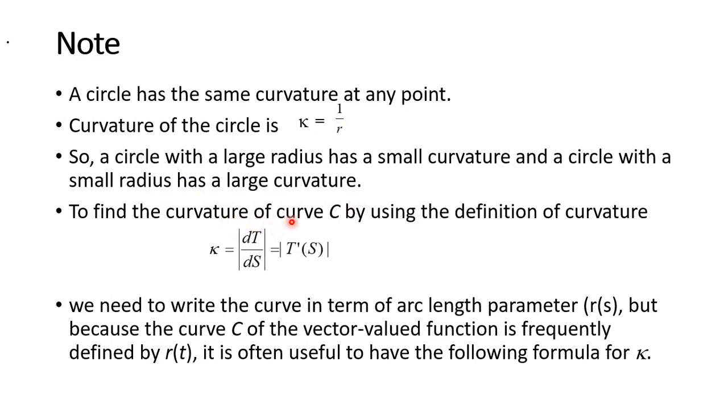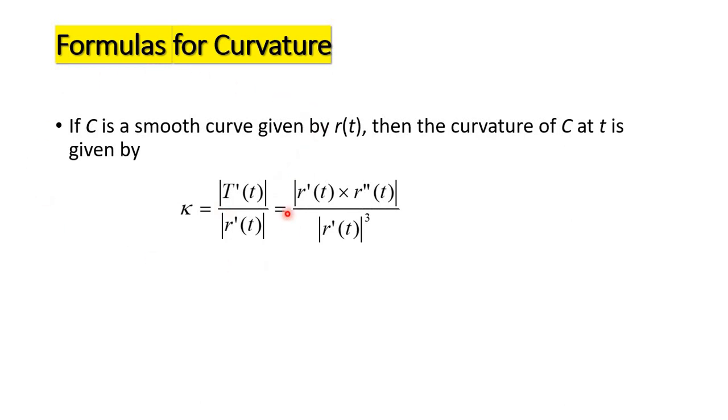To find the curvature of curve C by using the definition of curvature, kappa is equal to the magnitude of dT/ds, T'(s). We need to write the curve in terms of the arc length parameter s. But because the curve C of a vector-valued function is frequently defined by r(t), it is often useful to have a formula for the curvature. Normally a vector-valued function is expressed in terms of parameter time t, so the curvature of the vector-valued function r(t) is defined using this formula.